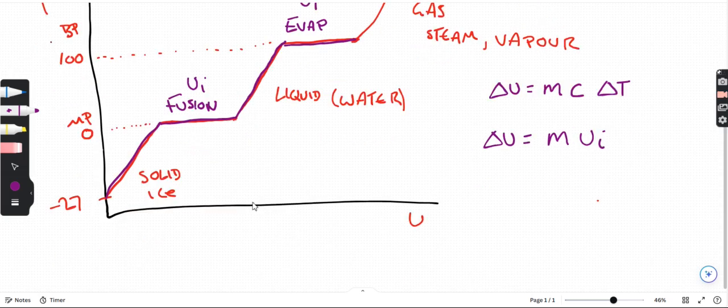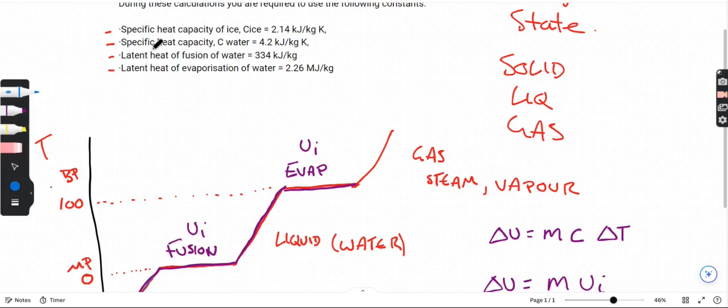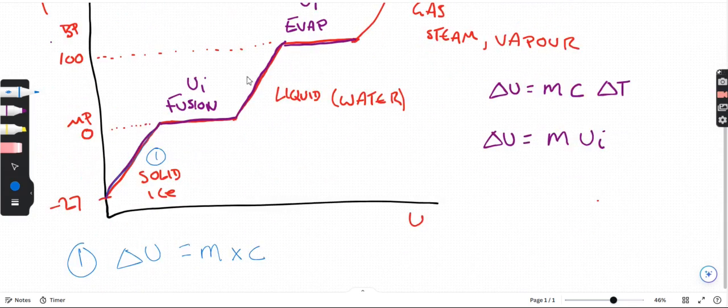So I've got my first stage, stage 1 is here, look. We're going from minus 27 to 0. So the energy I need to go from minus 27 to 0 up this first slope is going to be M times C. Now it's ice at the start, so we need to find the heat capacity of ice. So ice is 2.14 kilo. So I'm going to put C_i there, look, ice times by change in temperature, which is going to be 27, because this difference is 27.